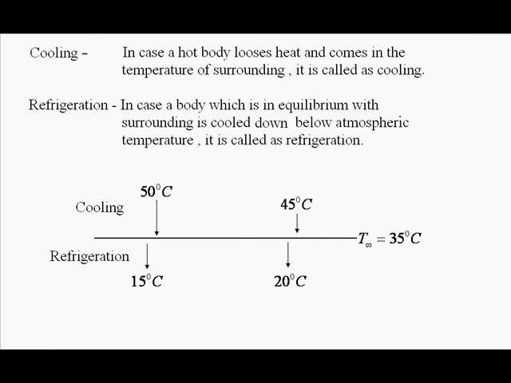But in refrigeration, the temperature of body is brought down below the atmospheric temperature. For example, suppose a body is there at 35 degree centigrade, and in case we want to cool it down to 15 degree centigrade, then this process is called as refrigeration. So cooling is heat lost by a body above atmospheric temperature, and refrigeration is heat lost by a body below atmospheric temperature.